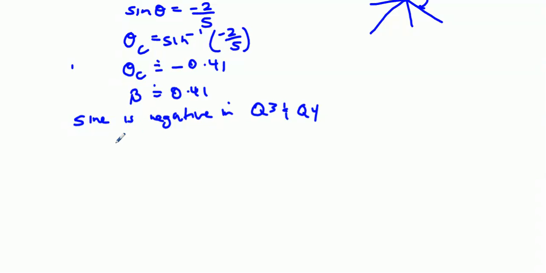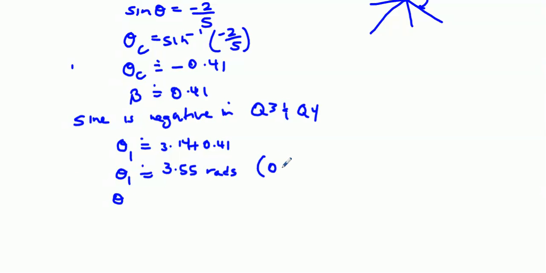I'm going to say now that theta 1, the first instance over here in quadrant 3, is going to be equal to pi plus, oh sorry, not pi, because I've got approximate radians here, so instead of using pi, I'm going to use 3.14. And it's approximate. 3.14 plus 0.41. So theta 1 is approximately equal to 3.55 rads. Theta 1 is the quadrant 3 angle.